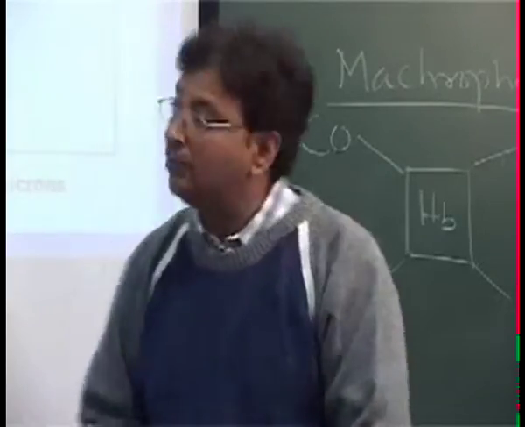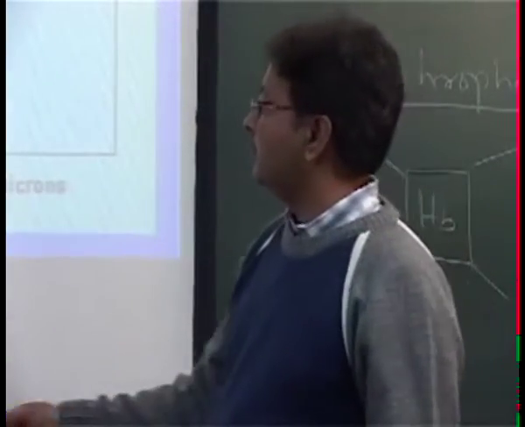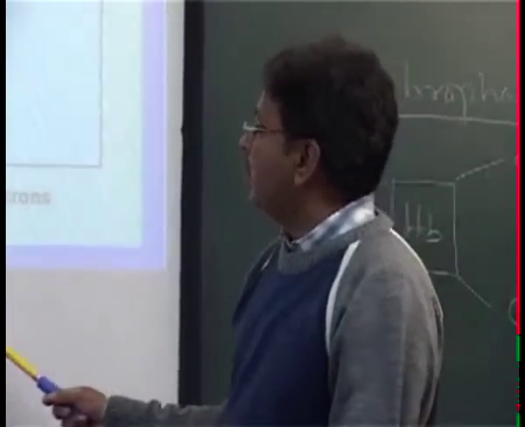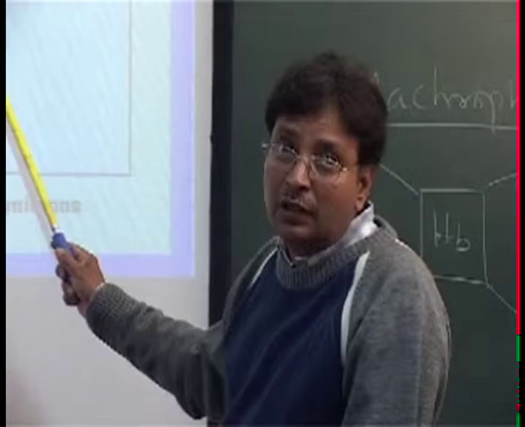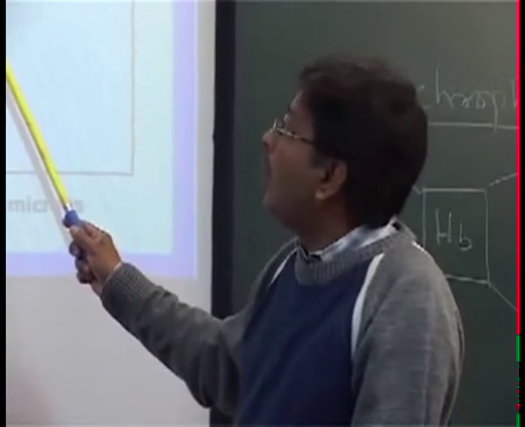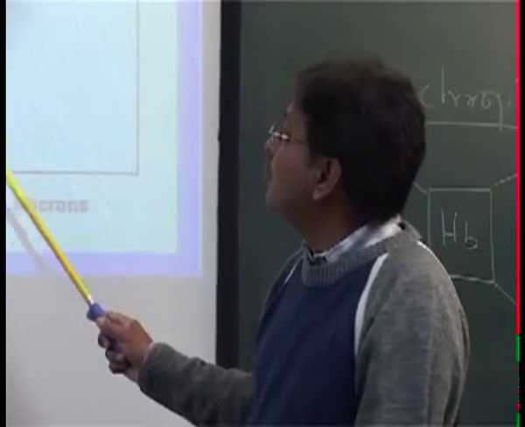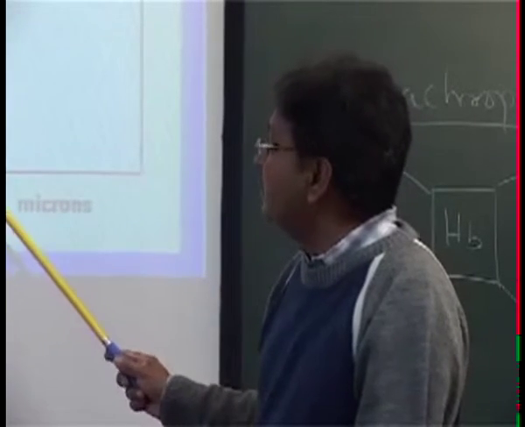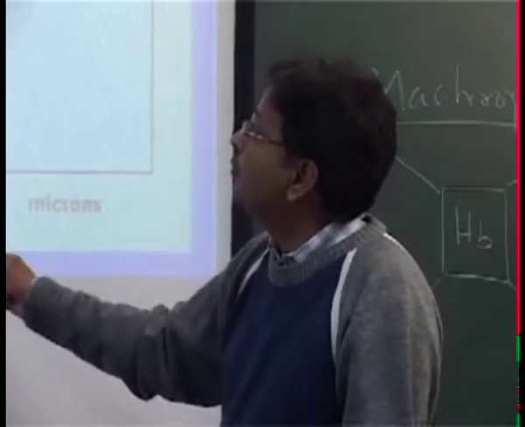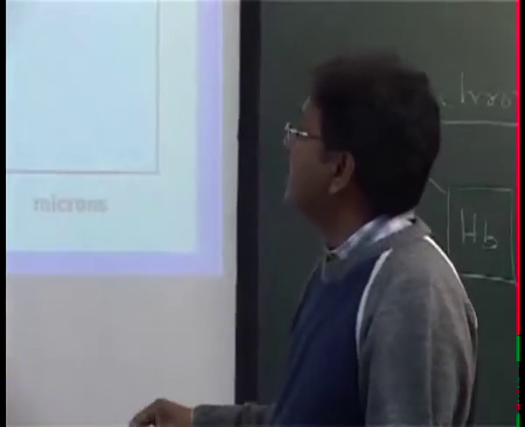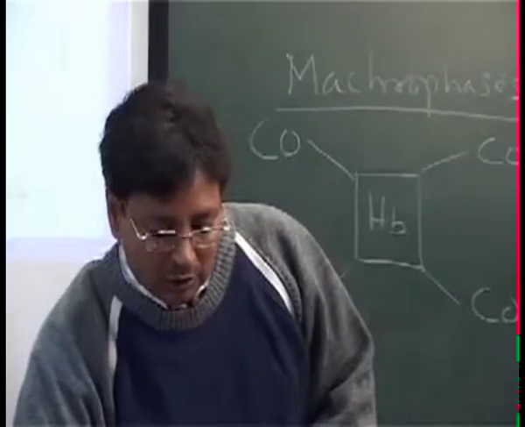Okay, I mean for some particles, the size of the particles, where you have the tobacco smoke, the bacterial size, you have the pollen a little larger, but they can also trigger allergy. Fog, coal dust, pesticide, flour, which is in this range, red blood cells, the combustion particles are very small, and the fumes, so these are the sizes that you see here.